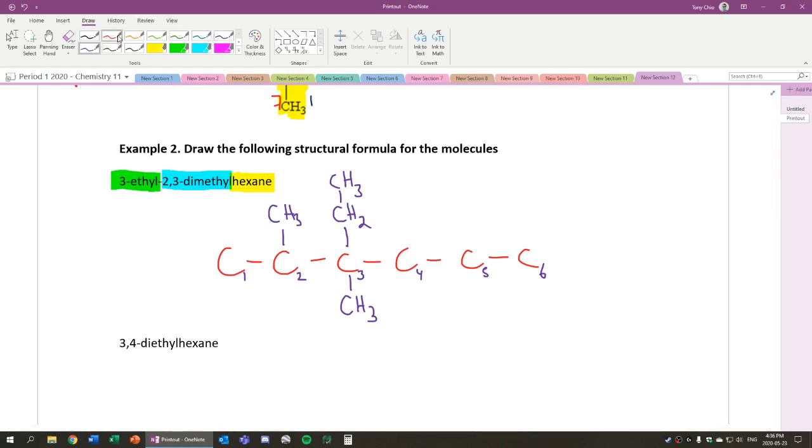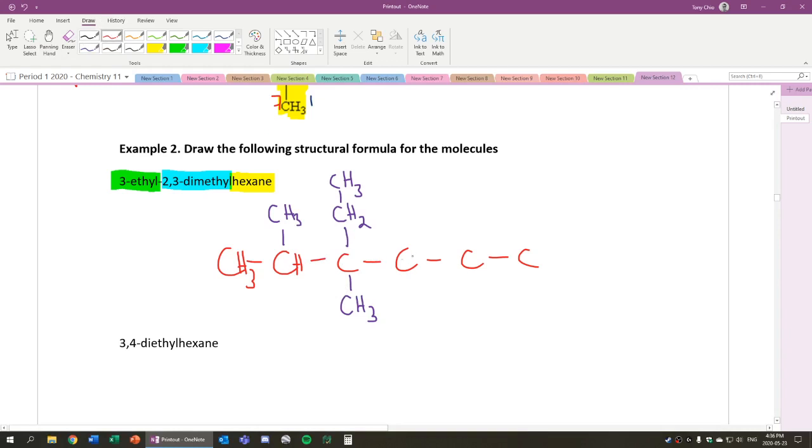Fill out the rest of the carbons with its hydrogens, because each carbon can have up to 4 bonds. So in this case, the first one is CH3, because if it already has 1 bond with the carbon, it has 3 more bonds for the hydrogen. This carbon already has 1, 2, 3 bonds, so this one is just a CH. This middle carbon, the 3rd carbon, already has 1, 2, 3, 4. It's already satisfied. It actually has no hydrogens attached.